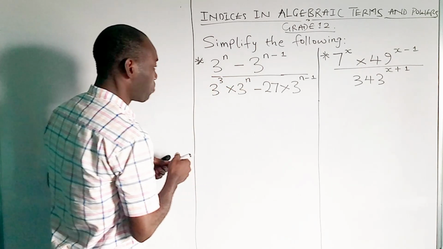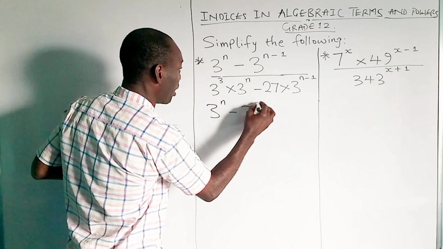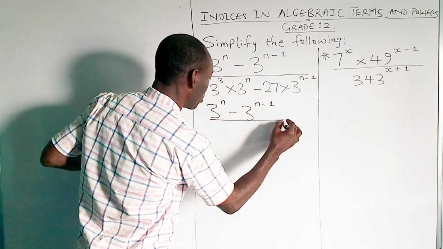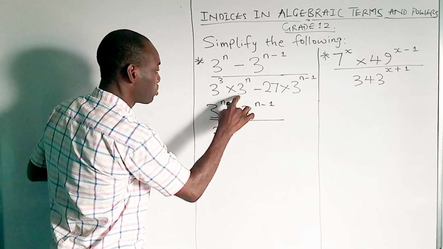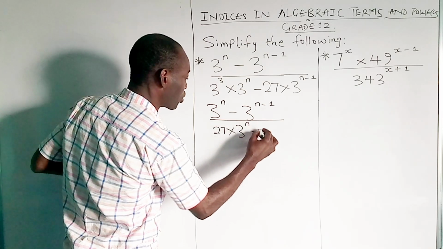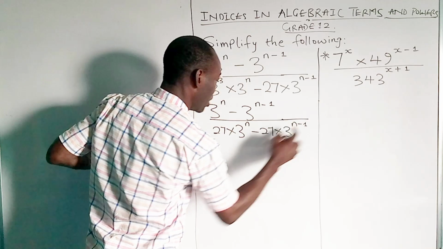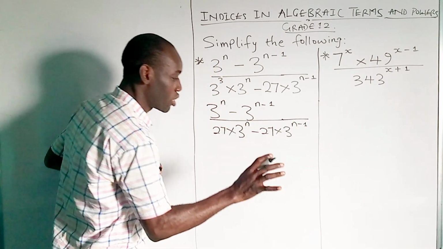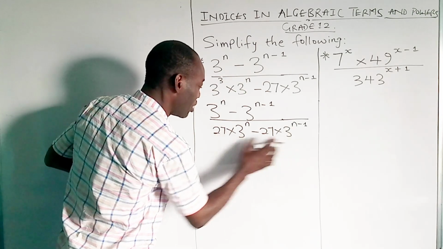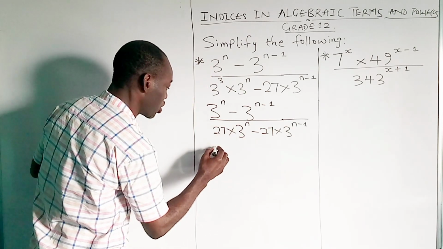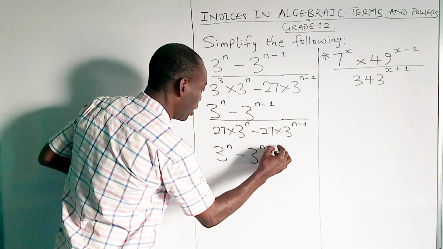27 by expansion. So this will give us 3 raised to the power n minus 3 raised to the power n minus 1, all ratio 3 raised to the power 3, which is the same thing as 27, then times 3 raised to the power n minus 27 times 3 raised to the power n minus 1. So there's 27 here, there's 27 here, which simply means that 27 is a common factor between this expression. So by factorization, we're going to have 3 to the power n minus 3 raised to the power n minus 1.